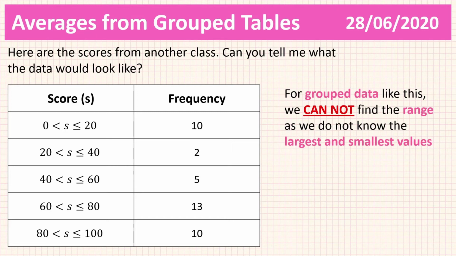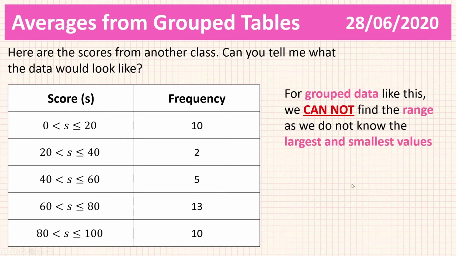Because the data is grouped, we have no idea what the smallest value is. The smallest value could be 17. The smallest value could be 1. We have no idea. The biggest value could be 99. The biggest value could be 80. We have no idea. So because of this, from grouped tables, we cannot find the range.